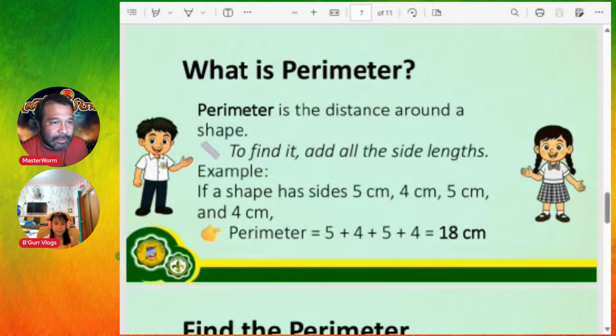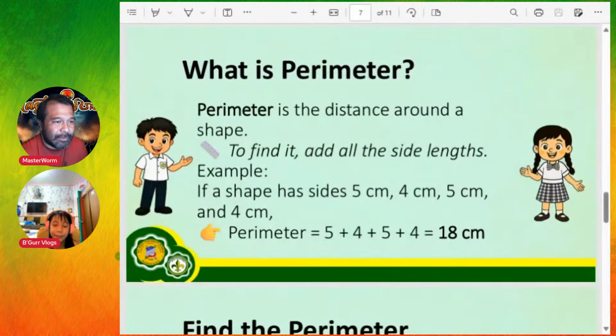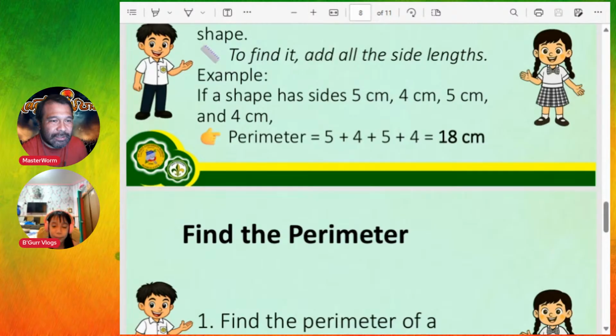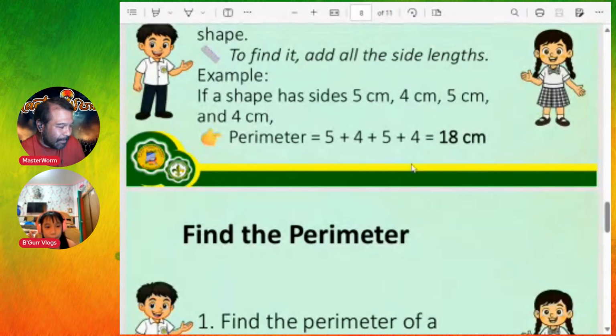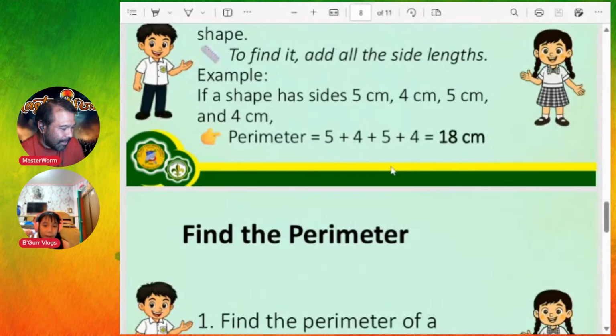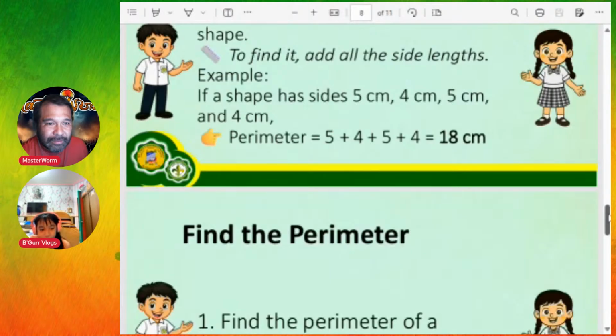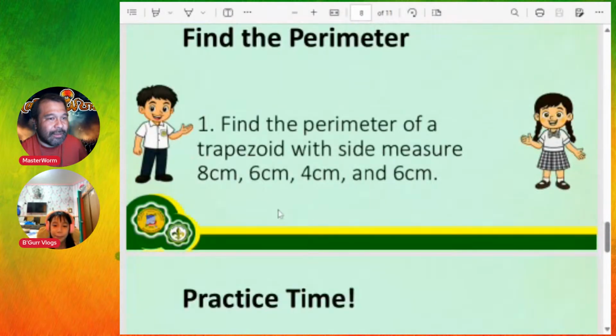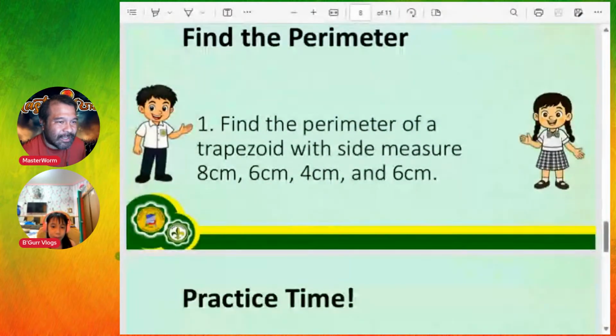The distance around the shape. To find it, add all the side lengths. Example, if a shape has sides of 5 centimeters, 4 centimeters, 5 centimeters, and 4 centimeters, all you have to do is add them. That's the perimeter, baby. You get it? Yes, Daddy. Okay. So find the perimeter here. What if the dimensions of the trapezoid are 8, 6, 4, and 6?